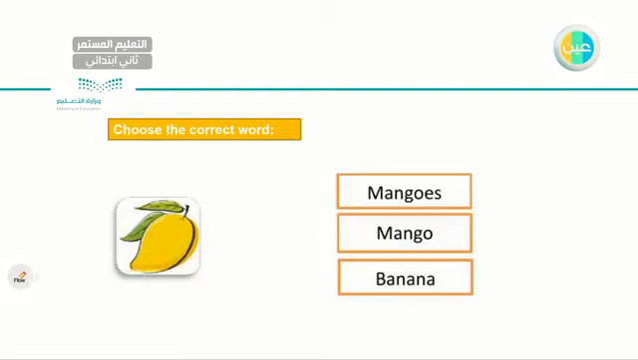Let's try to do this easy exercise. Choose the correct word. As you can see, I have a mango. I have a fruit here. So what's the best answer here? Mangoes, mango, or a banana? Obviously it's not a banana, right? Either it's a mango or mangoes. Singular or plural? It's not plural, so it is mango. Just one. Very good, excellent. Let's go to the next one.